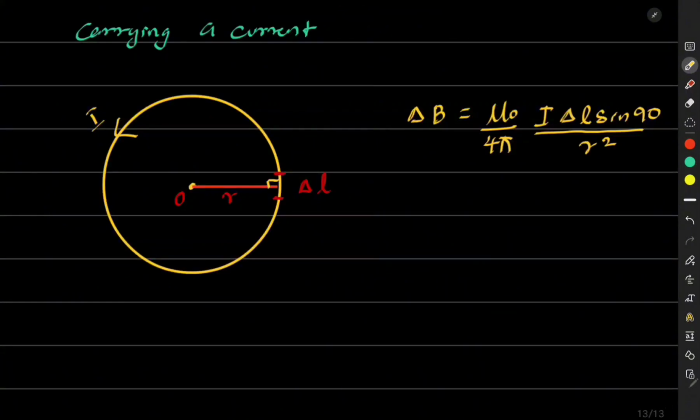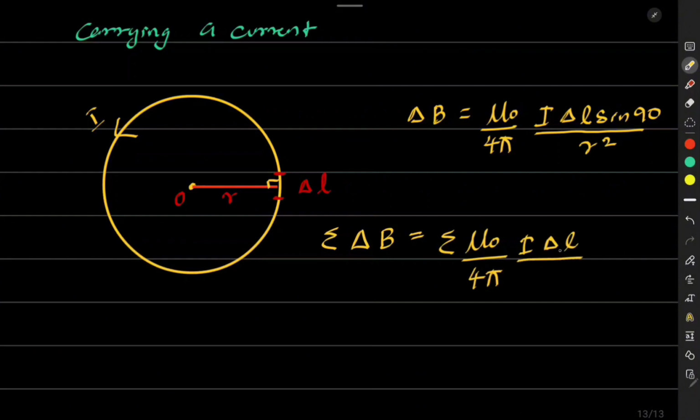If we want to find the resultant magnetic flux density at the center of the coil, we should sum the current elements. This delta L is the current element. Let's write it down. B equals sigma delta B, which is sigma mu naught divided by 4 pi I into delta L, sine 90 is 1, divided by R squared.